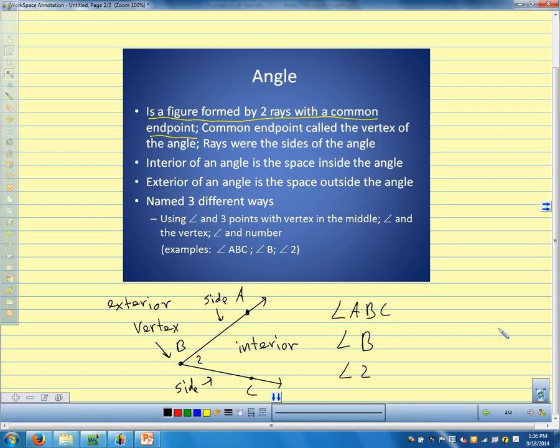With angles, I think angles and planes are where students make the most mistakes in terms of how we name them, using proper notation. So make sure the vertex has to be in the middle. We can use the vertex if it can't be confused with any other angle. And if they put a number in here, we could call it angle 2. Don't always do this. This is the most common way to do it.